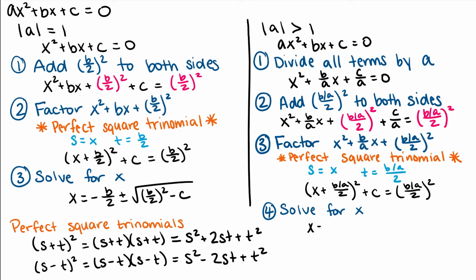Solving for x gives us x equals negative b over a over 2 plus or minus the square root of b over a over 2 squared minus c. Again, that last part will be a little bit easier when we're working with real numbers. So let's look at some examples.